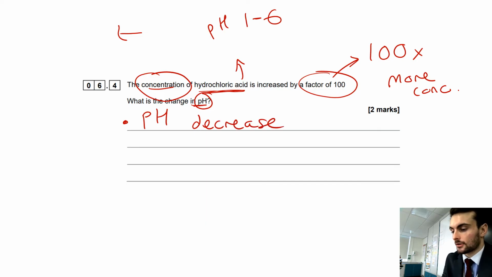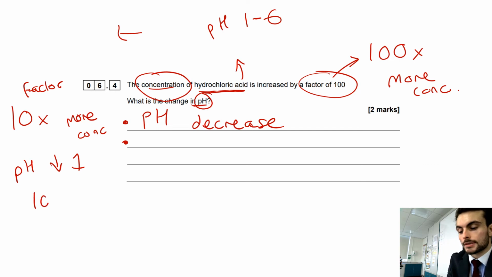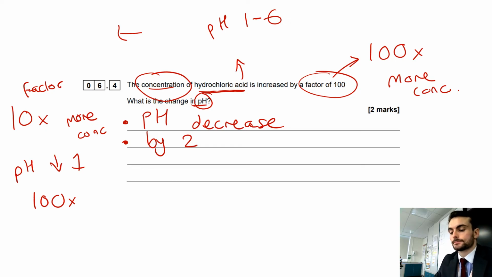Thinking about words while I was talking at the same time. So the pH will decrease. And then the second thing is how much by. Something that you will just need to know is, every time we make the acid a factor of 10 times more concentrated, the pH will go down by 1. So if it becomes 100 times more concentrated, pH will go down by 2.